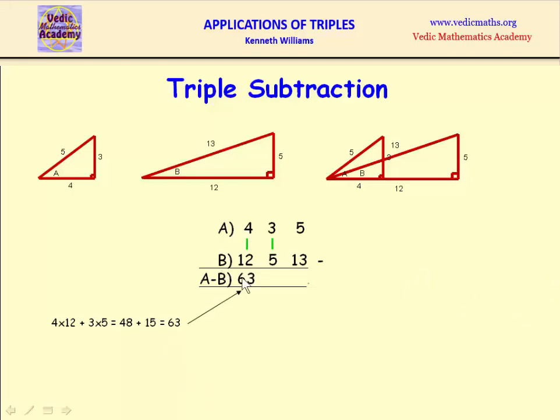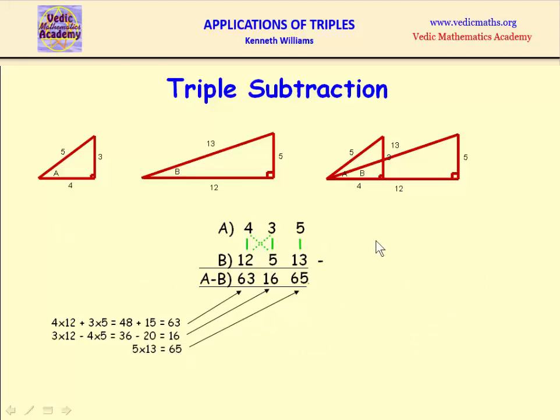For the first element we actually started here. For the second element we start here. So we're going to cross multiply and subtract. That's 3 times 12 minus 4 times 5, which is 36 minus 20, which is 16. So the middle element is 16. And then as before, we multiply vertically on the right. 5 times 13 is 65.